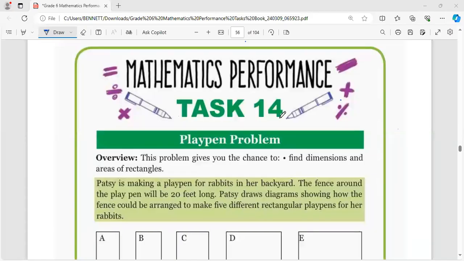All right, so task 14, playpen problem. Overview. This problem gives you the chance to find dimensions and areas of rectangles. Guys, you notice it's just repetition. We're doing the same thing over and over because most of it is just measurement. That's the main topic: perimeter, area, volume, total surface area, and then how we calculate the unit cost. So it's the same thing we're doing over and over.